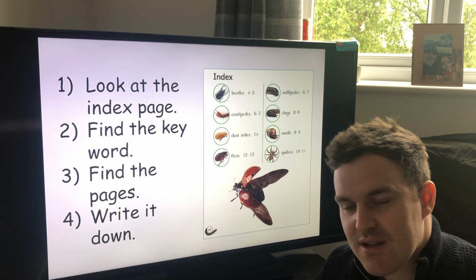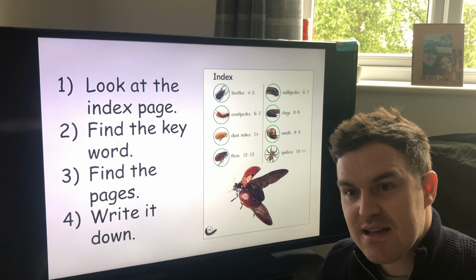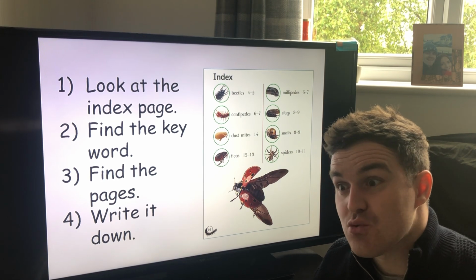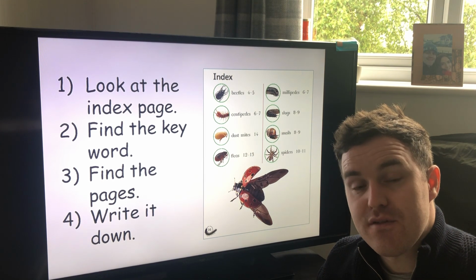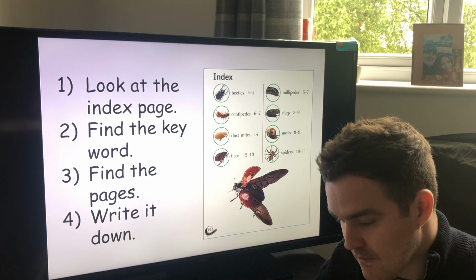But if I said to you that I wanted you to find out about beetles and it was on page 10 to 15, that doesn't mean just 10 and 15. That means 10 to 15. So 10 the whole way up to 15. So what's 10? What's next? 11, 12, 13, 14 and 15. That would all be about beetles, okay?